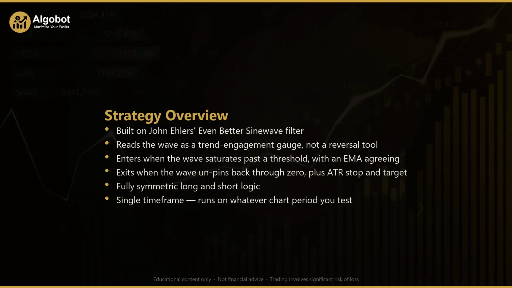On top of the wave sits a slow exponential moving average that acts as a directional filter, keeping the strategy from taking signals that fight the broader trend. Protective stops and profit targets are both derived from the average true range, so they adapt to current volatility rather than using fixed distances. Who is this style suited to, in an educational sense? It's aimed at traders who are curious about trend-following logic and about signal processing approaches to the markets. It runs on a single time frame, so it adapts to whatever chart period you test it on.